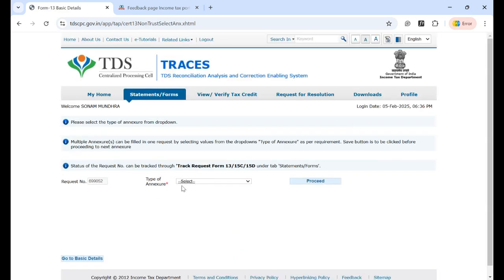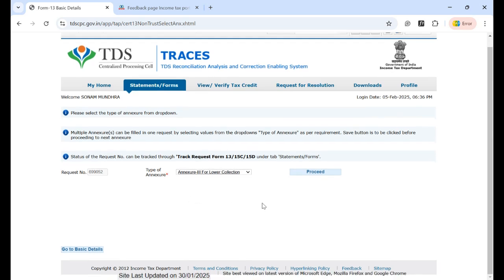After that, we are required to provide whether I need a lower TDS certificate or a nil TDS certificate. In case I need a lower TDS certificate, I am supposed to select annexure number 3. Then I need to provide the information: the name of the person, the TAN number, and the amount for which I'm applying for the certificate. We need to add that.